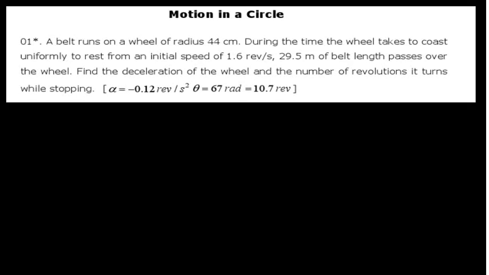Our discussion still moves on objects that are in motion, and we want to look at the first question from the story sheet. This question says, a belt runs on a wheel of radius 44 centimeters. During the time the wheel takes to coast uniformly to rest from an initial speed of 1.6 rev per second, 29.5 meters of belt length passes over the wheel. Find the deceleration of the wheel and the number of revolutions it takes while stopping.